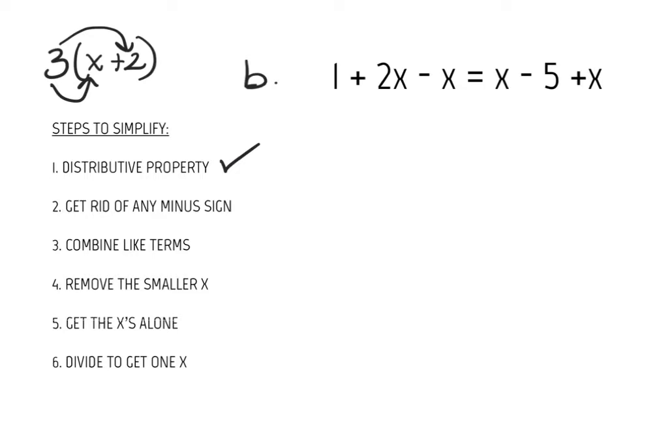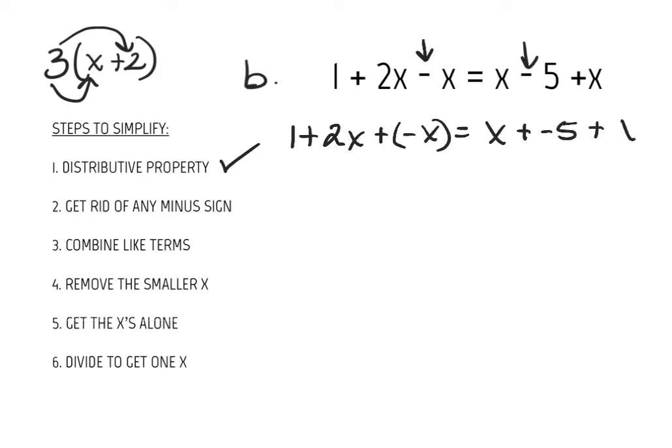Get rid of any minus signs. So I see a minus sign up here, and I see a minus sign up here. So I'm going to rewrite my expression, getting rid of those. So I'm going to do 1 plus 2x plus negative x equals x plus negative 5 plus x. Okay, got rid of all the minus signs. Remember, you're going to flip the sign and change the quantity as many times as you need to.